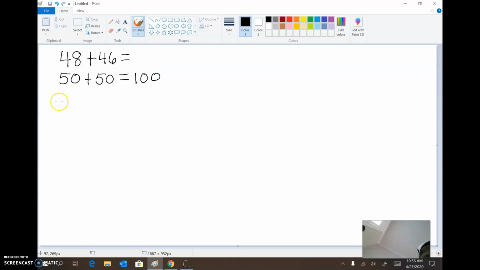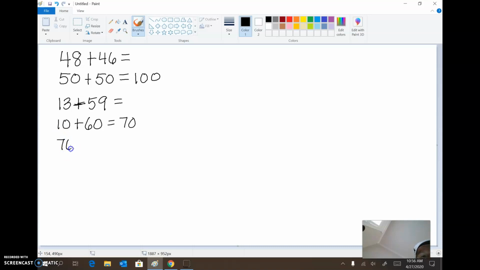All right, let's try this one. 13 plus 59. What is 13 closest to? Which 10? I would say 10. What is 59 closest to? 60. So 10 plus 60 is 70. So these are just estimates to get you close to your answer.